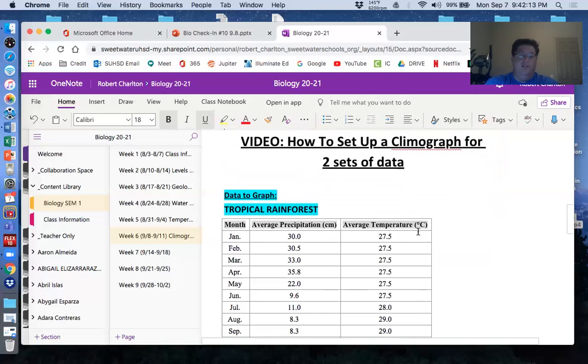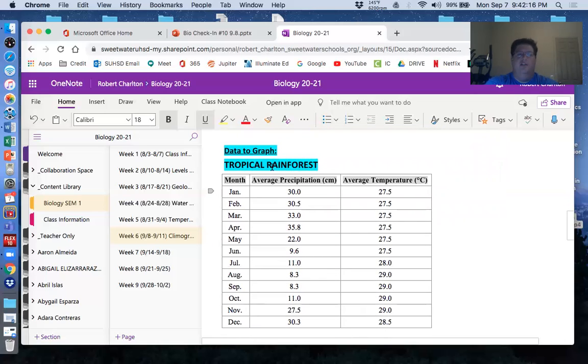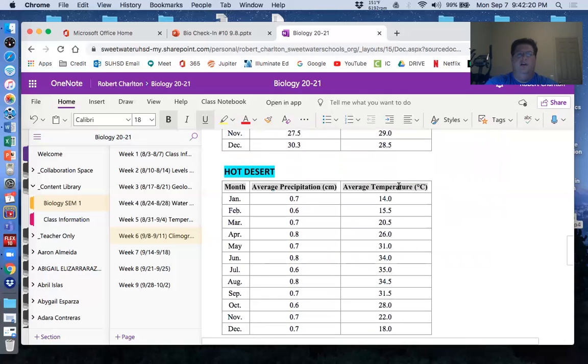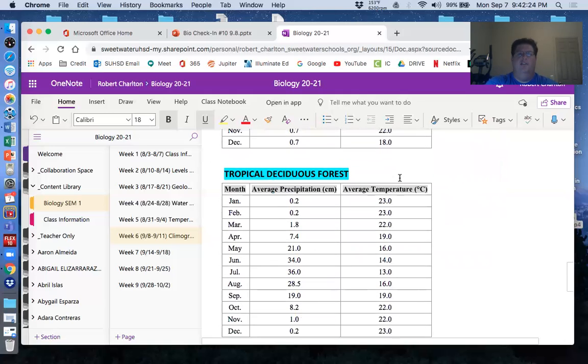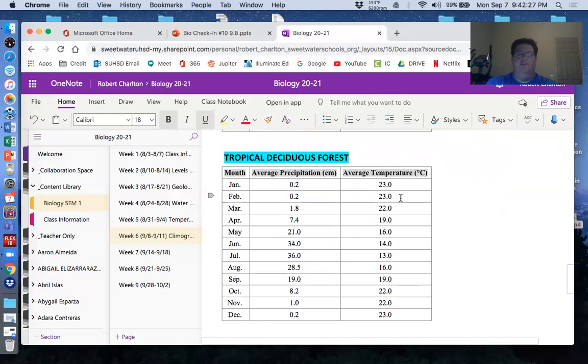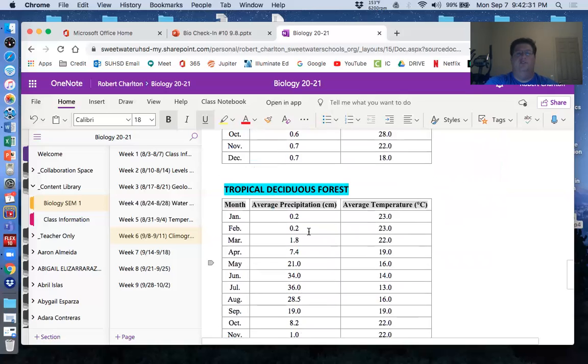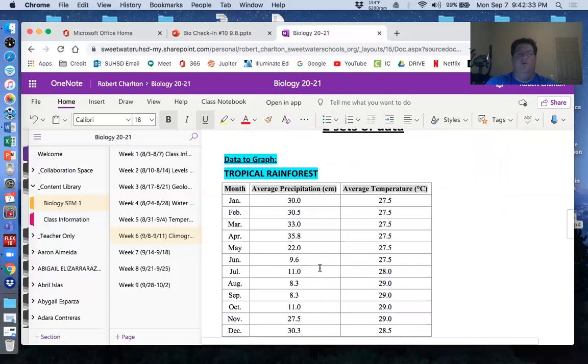The data you're going to use for those 3 graphs are here: tropical rainforest, precipitation and temperature; hot desert, precipitation and temperature; and deciduous forest, precipitation and temperature. And so you're going to create 3 graphs, 1 for the deciduous forest, 1 for the desert, 1 for the tropical rainforest, and then you'll take pictures of those 3 graphs and turn them into Jupyter, and that is your assignment.